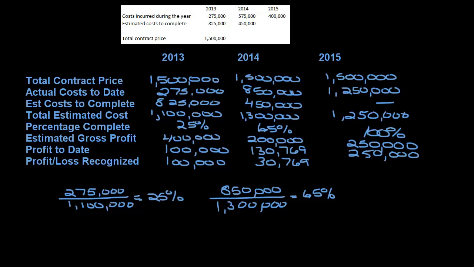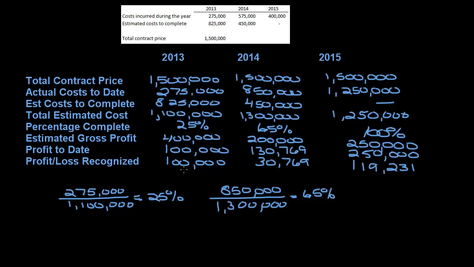So now we have to say, okay, if this is my total profit on the job, how much has already been recorded? Well, remember, we've already recorded 130,769. Okay, so that was the profit to date. So now I have to subtract that because this has already been recorded in 2014. Remember, so I've got 100,000 in 2013, I have $30,769 in 2014. So the remaining amount would be 119,231. Okay, and that is the amount that's recognized in 2015.